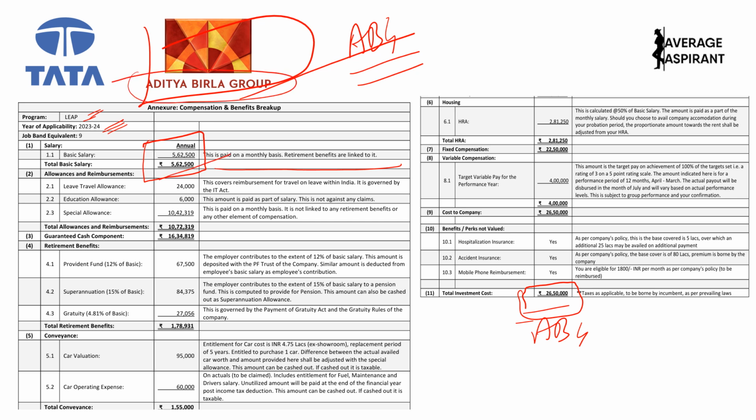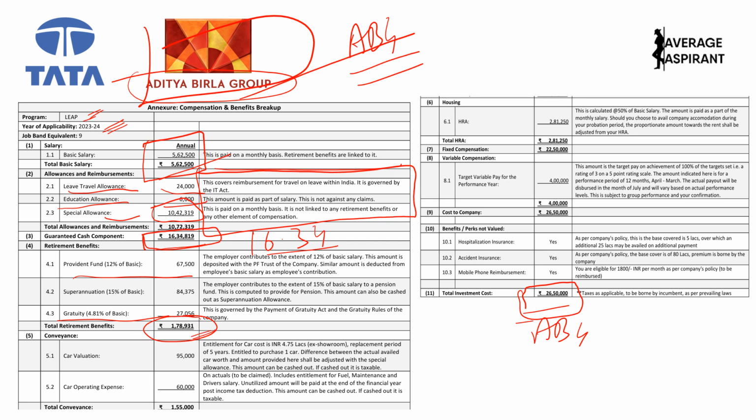Apart from the basic, you get LTA of 24,000, education allowance 6,000. You can see here what these mean and how you would get it, right? Special allowance of this much. So guaranteed cash component is 16.34. Doesn't mean that you will get this much cash. You have other benefits as well, which will be converted in cash. Then there's PF, then there's gratuity, etc. Right? Total retirement benefits of 1.78. This is annual, not monthly.